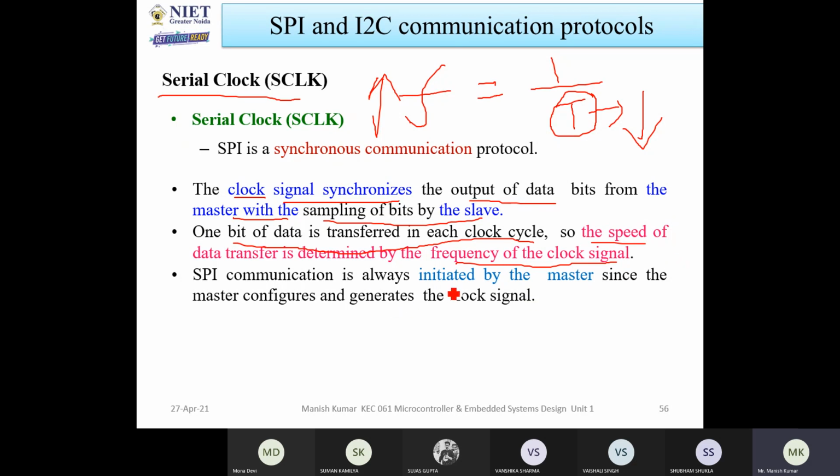So in SPI communication, it is always initiated by the master, and the clock is also generated by the master. So there is no option for the slave to initiate the clock.